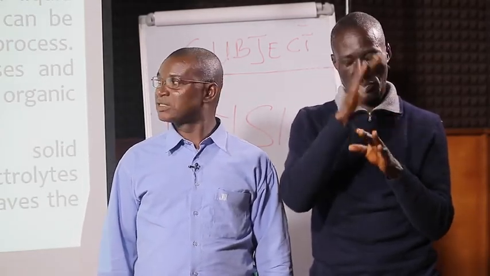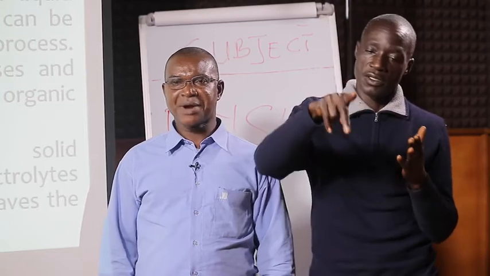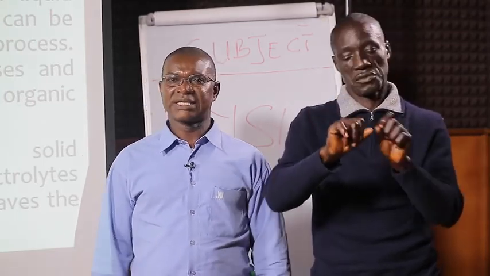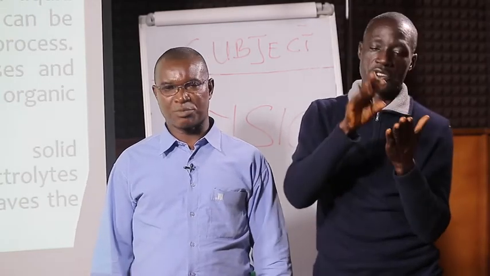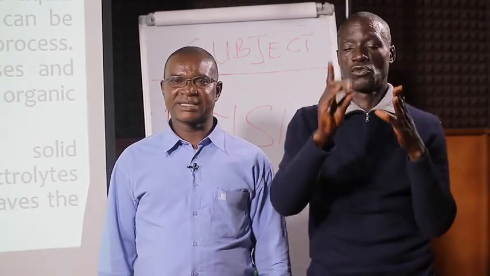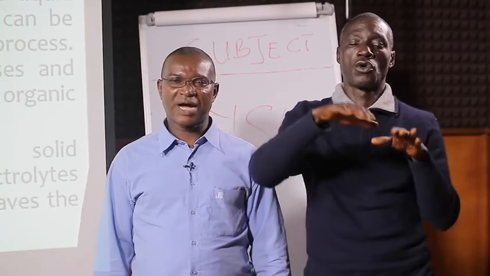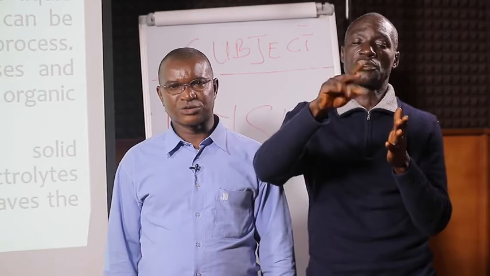The ions could be positive or negative. And the breaking of atoms into ions, positive or negative charges, is what we refer to as decomposition. In that case, the positive ions are called cations. Negative ions are called anions.